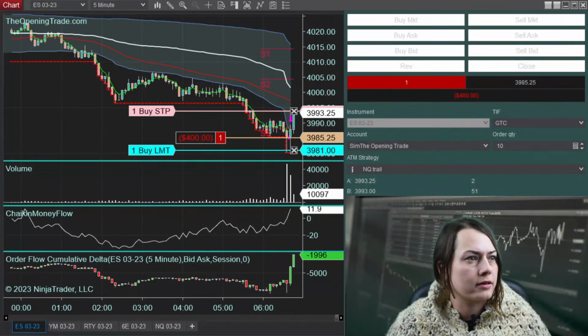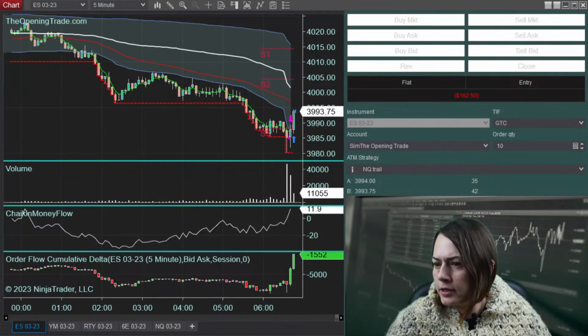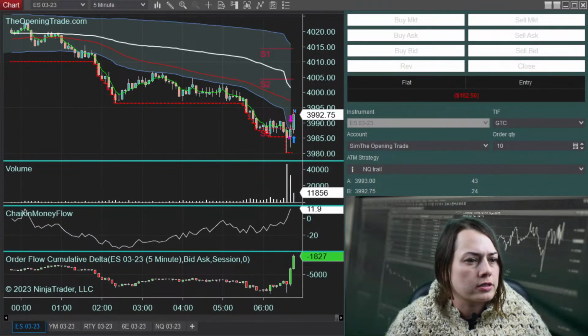Alright, let's see here. Order filled. So there we hit the stop loss. After all trades are calculated for the day, we are down $162.50. Alright.